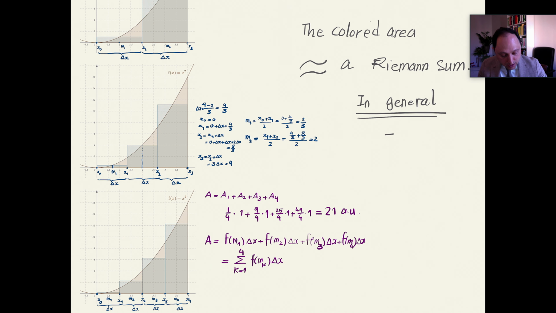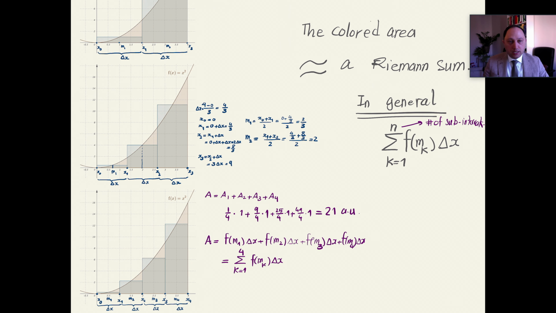a Riemann sum is this: sigma of f of m sub k times delta x, k goes from 1 to n. n is the number of intervals, yes? The number of subintervals. So you said that I need to increase the number of rectangles. Increasing the number of rectangles means increasing the number of subintervals. It means making delta x smaller and smaller.